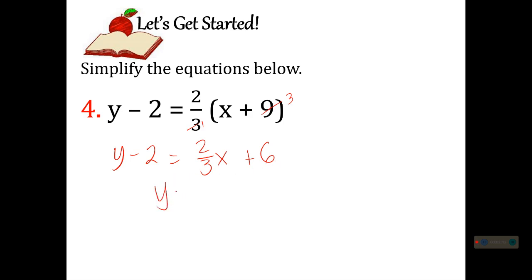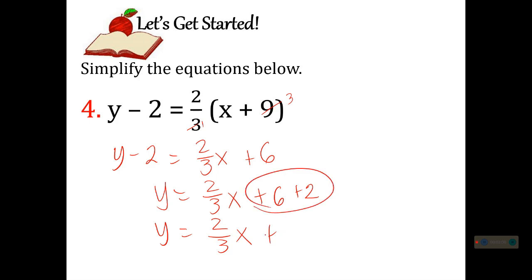We have here now y equals 2 over 3x plus 6. Then we will have here positive 2. And then y equals 2 over 3x plus, you are going to combine this, so positive 8. Okay, so here is now our equation. Again, y equals 2 over 3x plus 8.